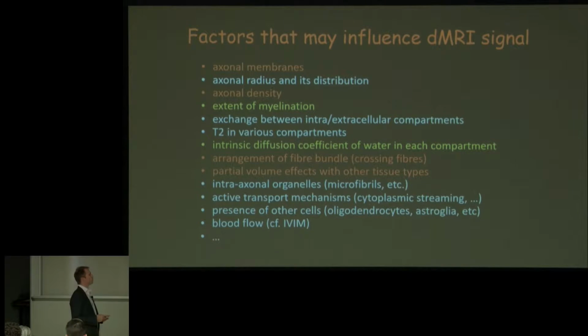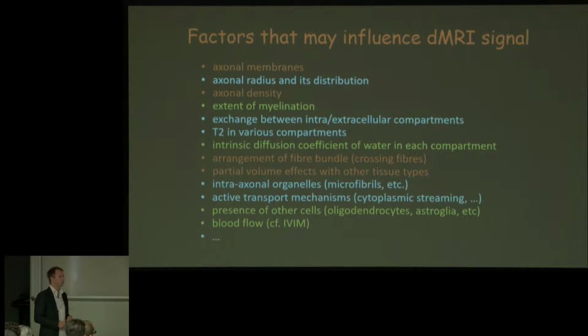The intrinsic diffusion coefficient of water within each compartment, typically we assume literature values, but of course that's going to make a difference to what we think we're going to see. We have all sorts of other cells present in white matter. It's not just axons. We have oligodendrocytes, which are the things that myelinate the axons, astroglia, and when we have inflammation, you're going to have all sorts of other cell types coming in as well. So all of these things are very rarely included in any model. I think there's only one I can think of that has looked at cell bodies as such, as a compartment.